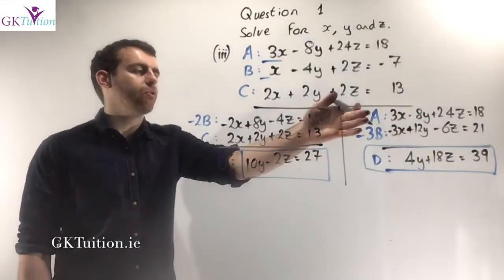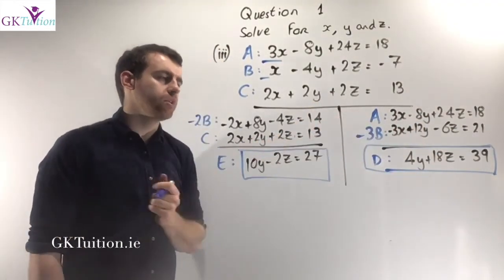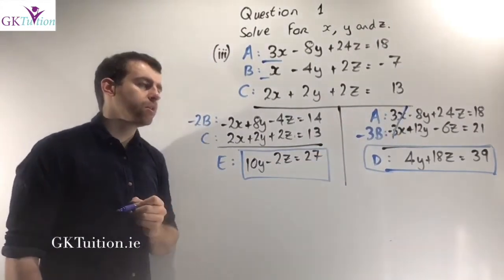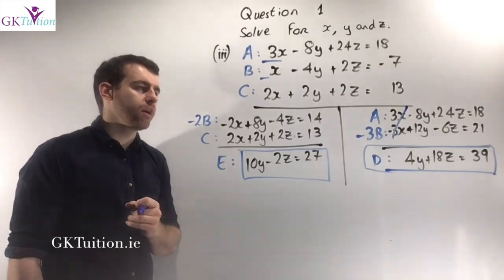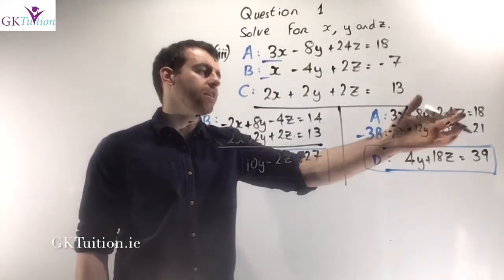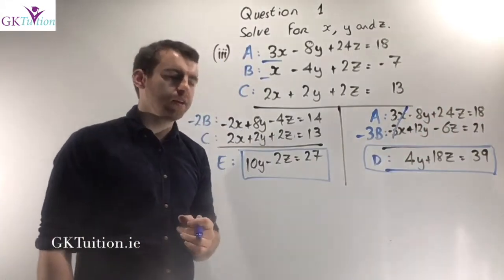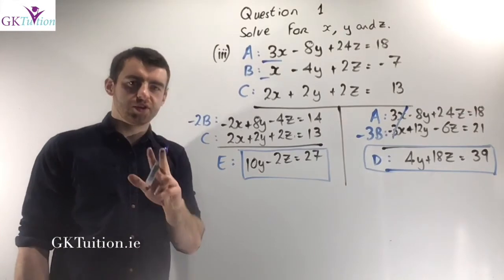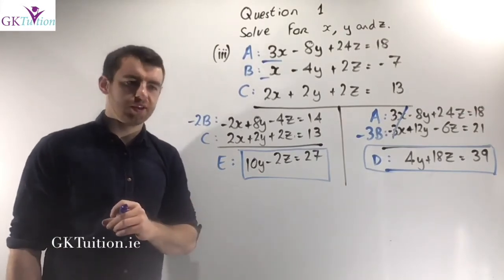If I now add equation a and minus 3 times equation b, my x's cancel. 3x minus 3x is 0, 12y minus 8y is 4y, while 24z minus 6z is 18z. And then I added 18 and 21 and I got 39. I've labelled this as equation D. It's my first equation that only has two variables or two unknowns in it.